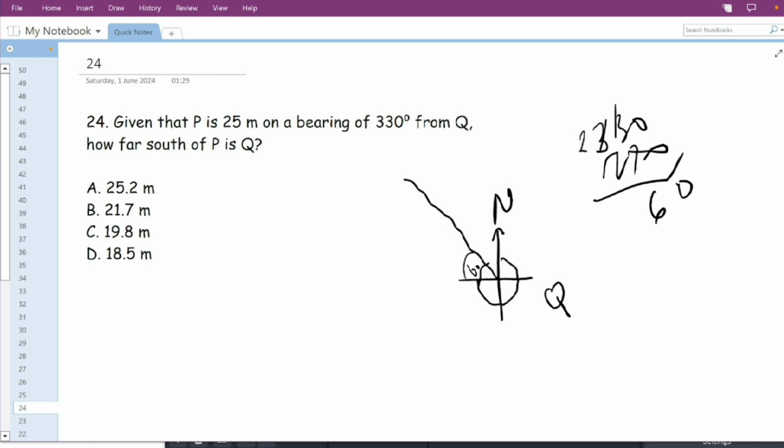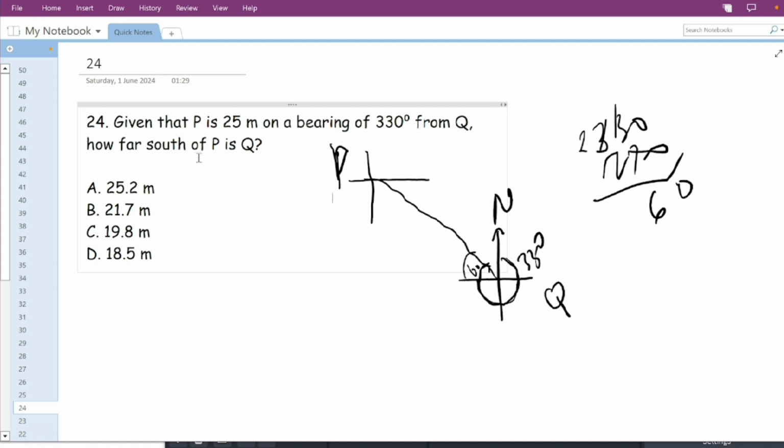This small angle is 60, and this total angle from here around to this point is 330 degrees. So we travel to point P. Now we know this angle is 60, and this is our point P. The question says how far south of P is Q. Now this is south of P. How far south? That's how far down of P is Q.